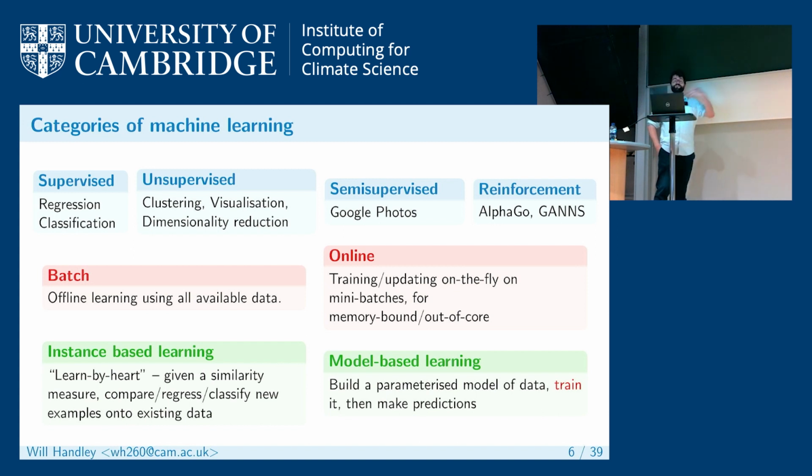Whereas model-based learning is what we're focusing on here, which is where you build a parameterized model of the data, train it, and then use that to make predictions. So in some sense, that's moving back to a more scientific way of thinking about it. It's just these models are extremely flexible and not physics-driven, but driven by some non-parametric capability.